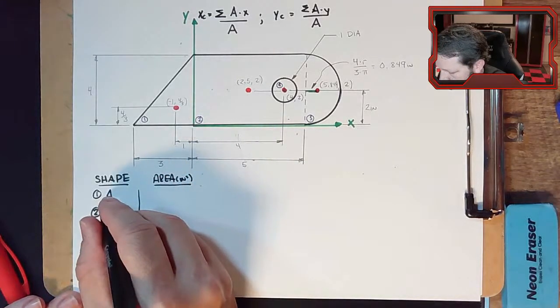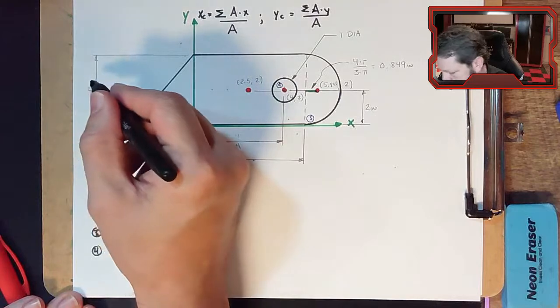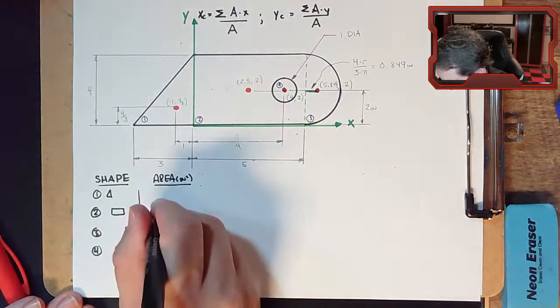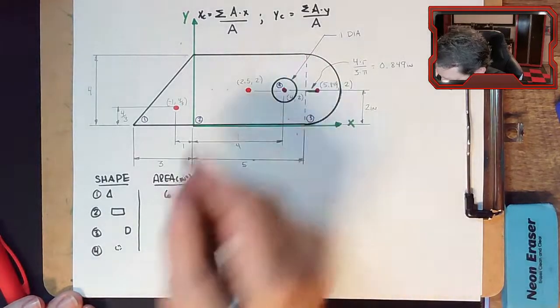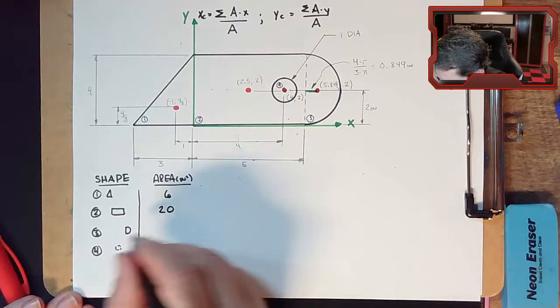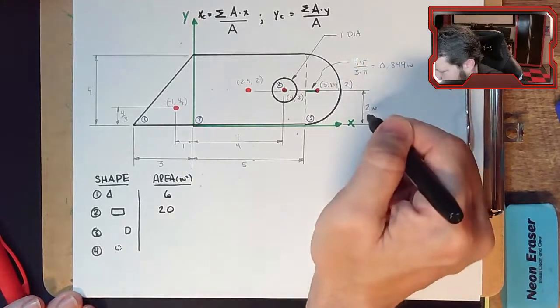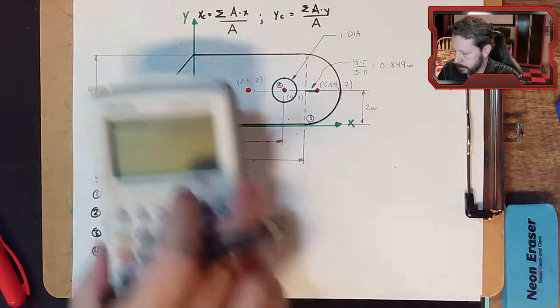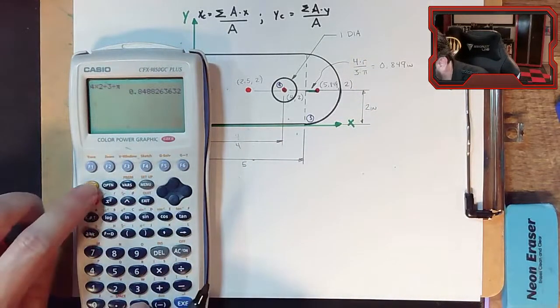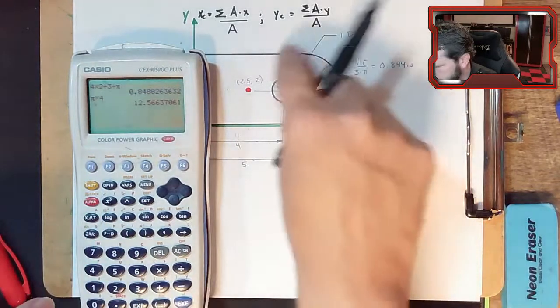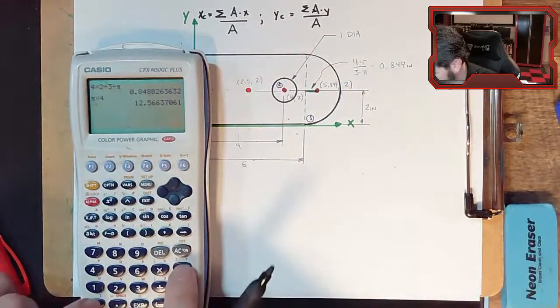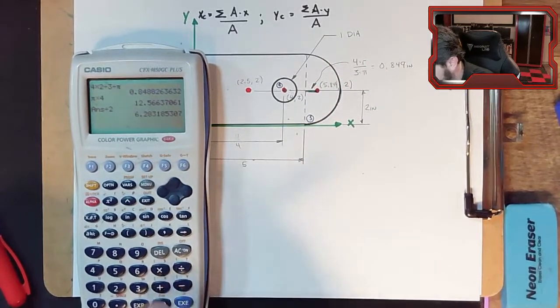So the area of the triangle is 3 times 4, but it's a triangle, so 6 square inches. The rectangle is 5 times 4, so 20. The half circle has a radius of 2, so we could do pi r squared, I suppose, since we have the radius. Pi times 4, but that would be for a whole circle. We only have half a circle, so divided by 2. 6.28.